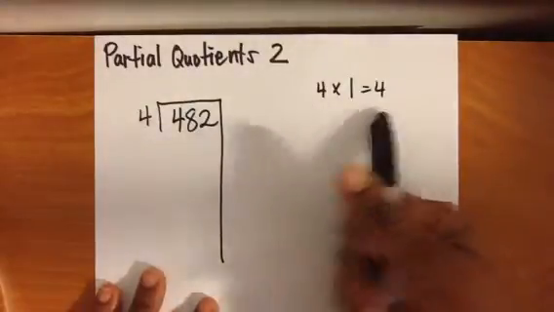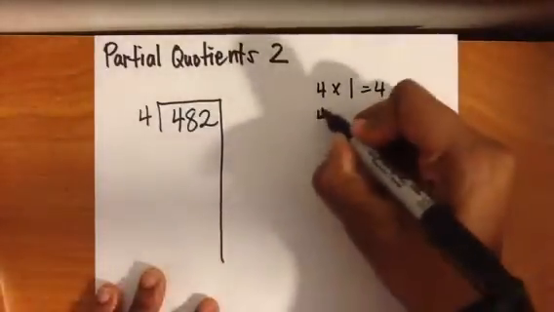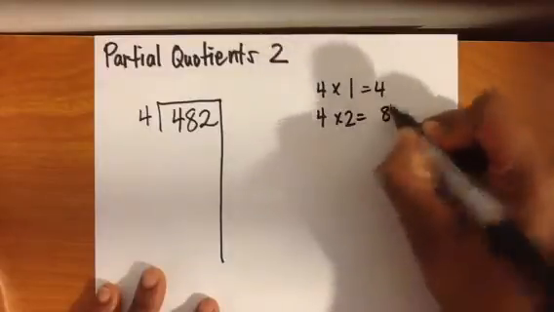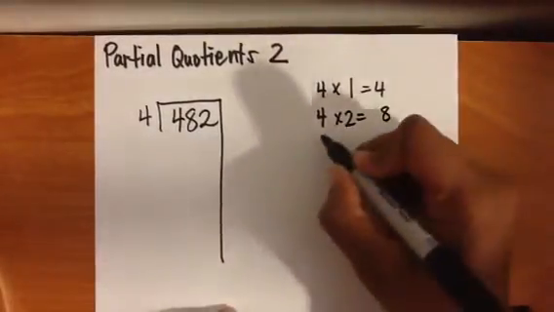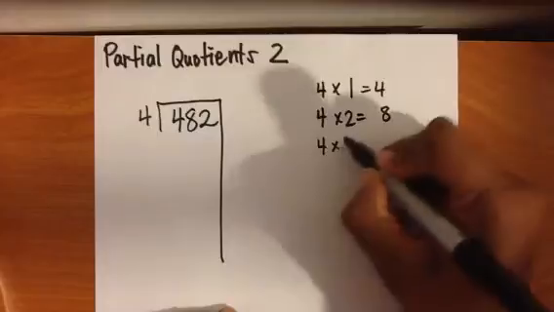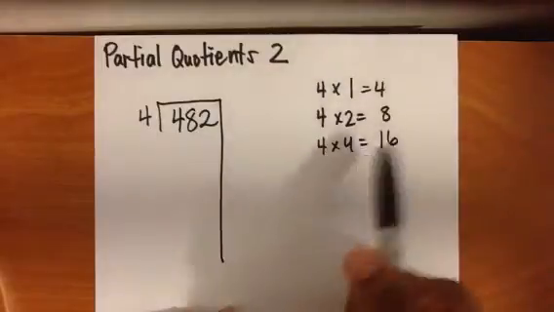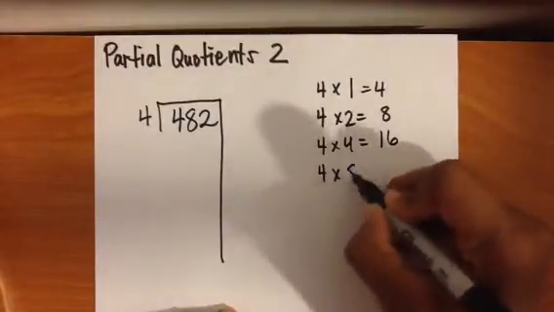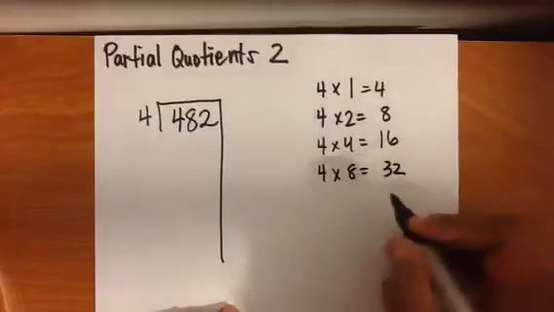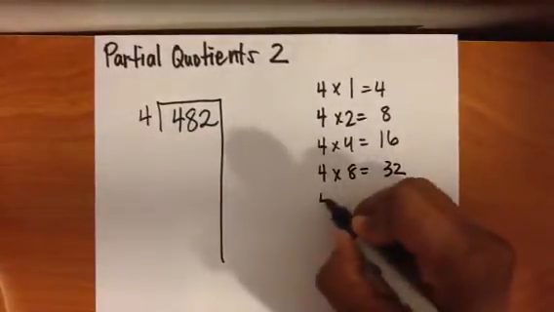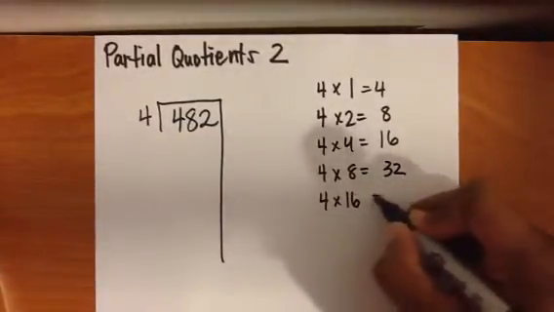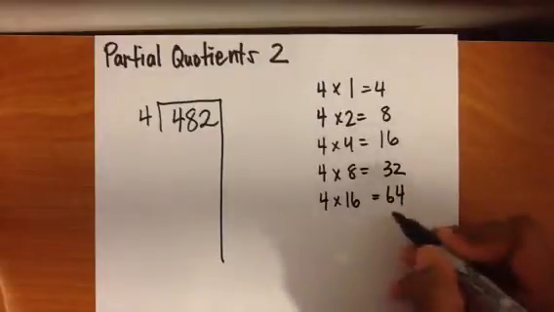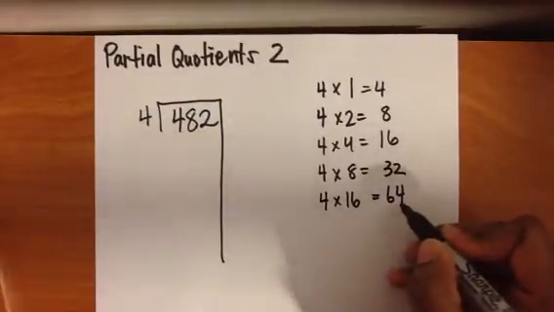4 is nowhere near 482, so I know I can double it. 4 times 2 is 8. Getting there, but not yet. Let's double it. 4 times 4 is 16. Let's keep doubling. 4 times 8 is 32. Not close. Let's double it. 4 times 16 is 64. Getting closer, but still not there yet.